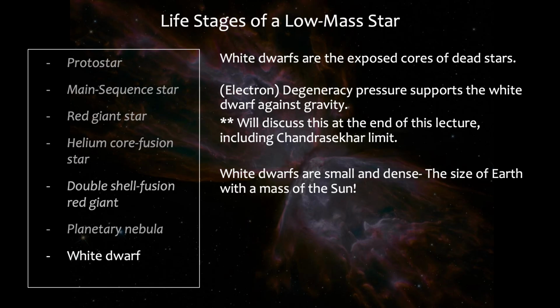Again, this degeneracy pressure surfaces once again, which is why the white dwarf can be so small and dense, and yet not be crushed by gravity. A typical white dwarf is the size of Earth with the mass of the sun. Okay, and I will explain quantum degeneracy again a little bit later when appropriate.